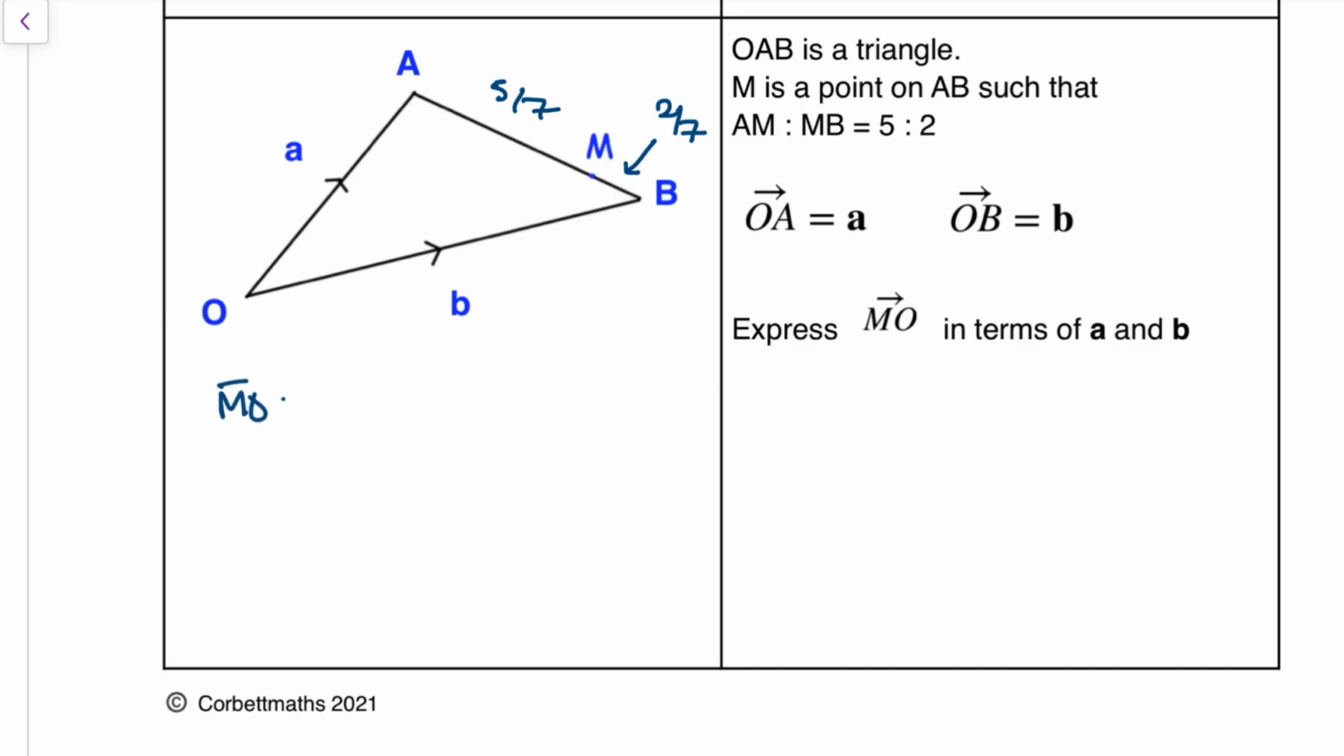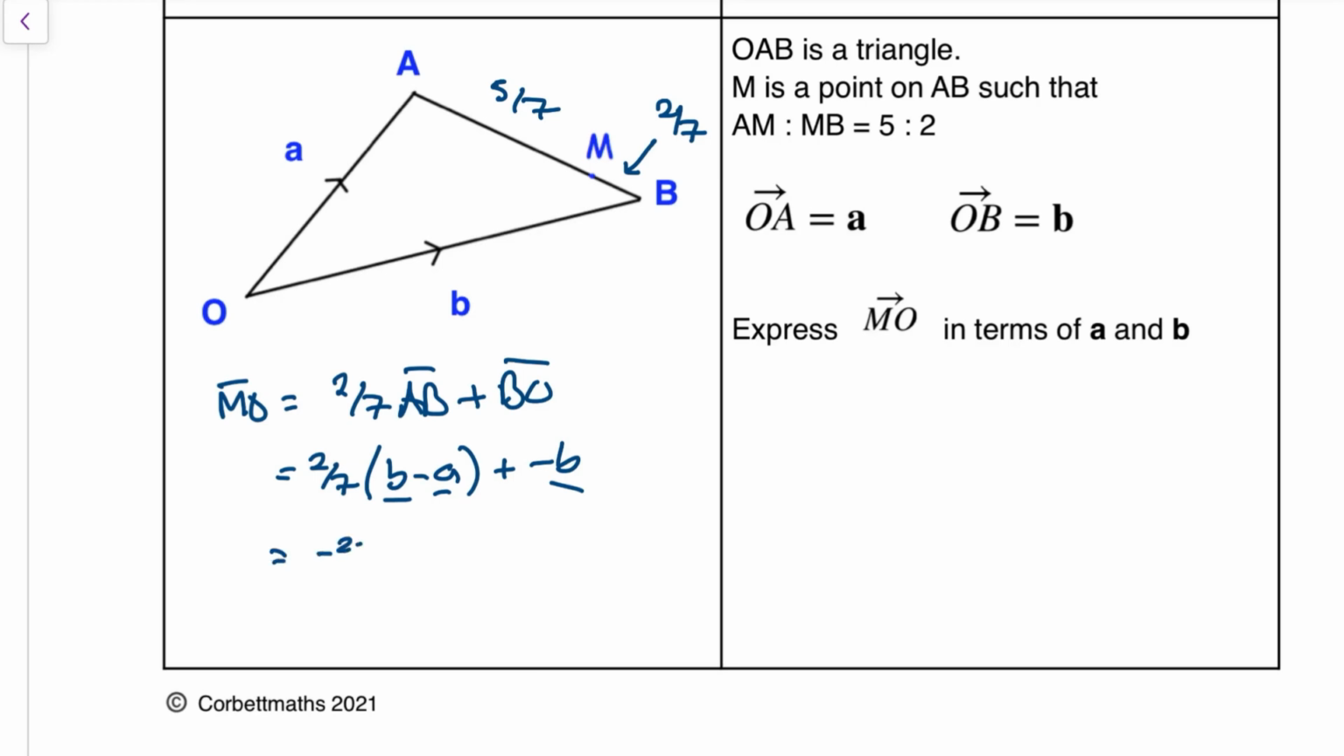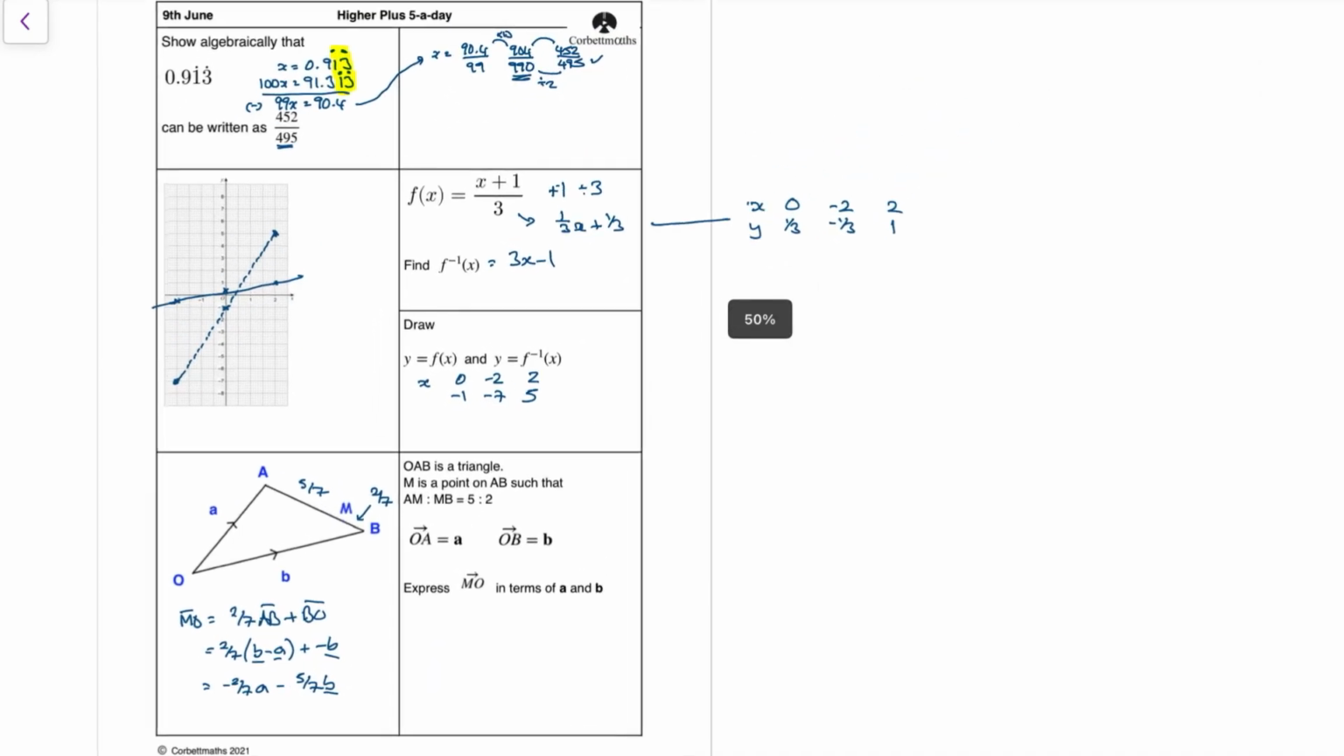Let's just write it out. So MO is going to be 2/7 of AB plus BO. 2/7 of AB I don't know, but I can work that out easily because that's just b minus a. And then add on BO, which is going to be minus b, because I'm going the wrong way to the arrow, which is going to give me minus 2/7 of a, and then it is 2/7 of b minus an entire b, which is minus 5/7 of b. And that is question done.